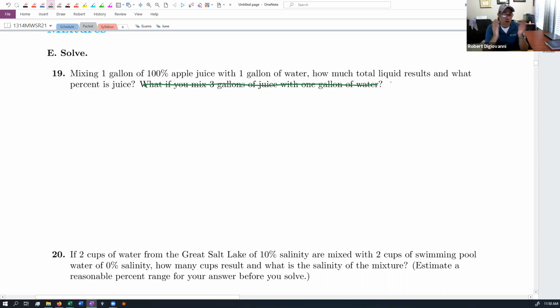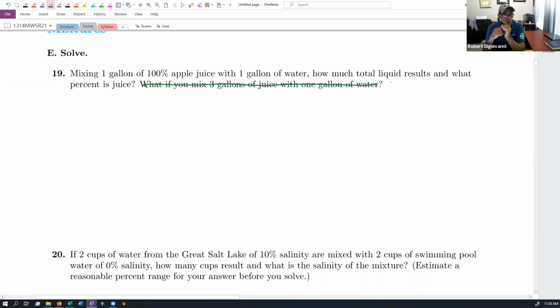Okay, so we have 1 gallon of pure apple juice mixed with 1 gallon of water. At the end, how many gallons do we have? And what percentage of it is apple juice? So what do y'all think? Can y'all just think through this one? How many gallons would we have? Wouldn't it just be 2 gallons and then 50% is the juice? What percentage of it would be apple juice if we've mixed it? 50%? 50%. Okay, that's correct, but we need a more systematic way of doing it.